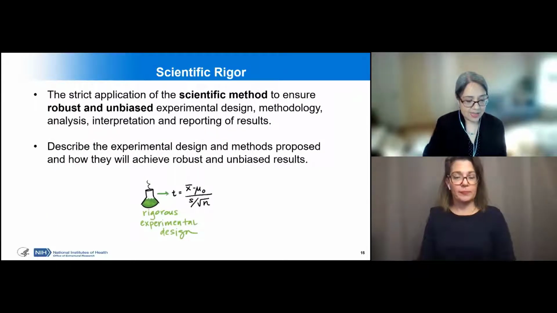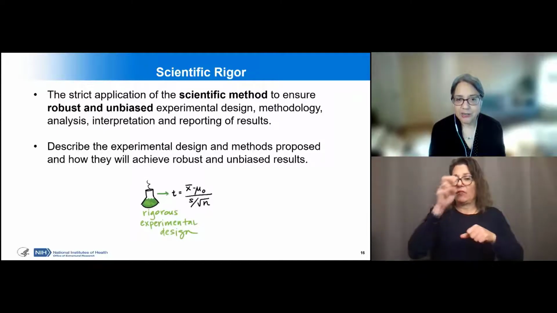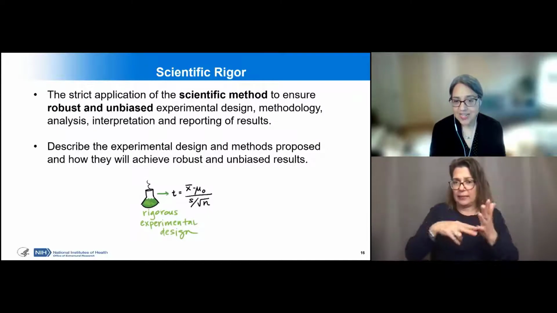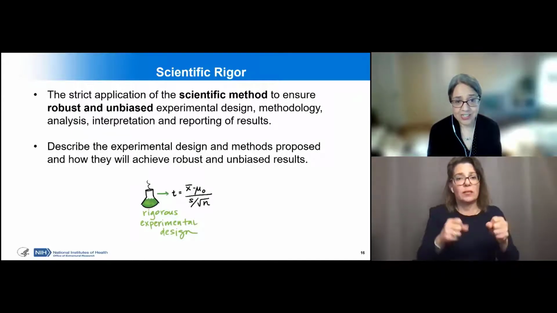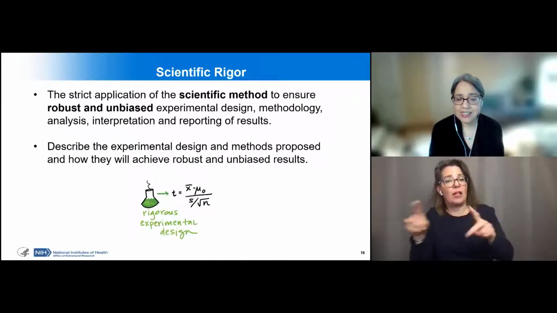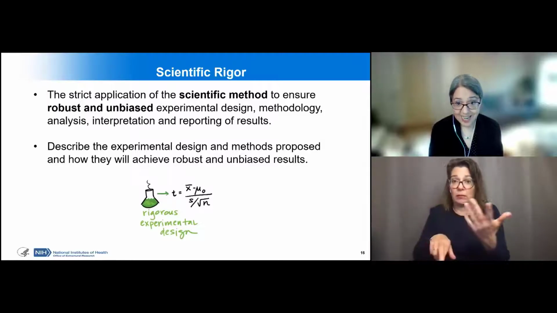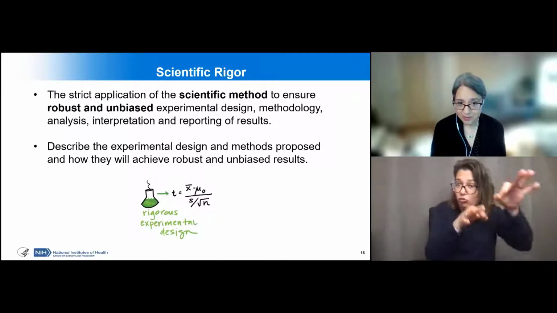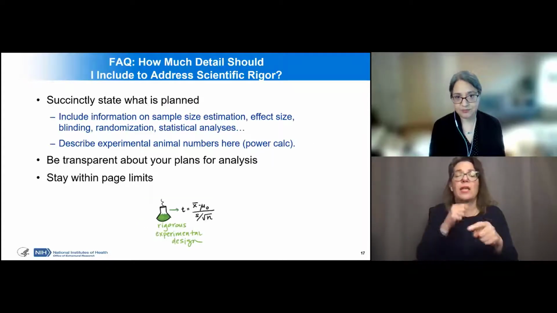Okay, so then the second element is scientific rigor. So we defined scientific rigor as the strict application of a scientific method to ensure robust and unbiased experimental design, methodology, analysis, interpretation, and reporting of results. So in this section, this is under approach, we expect that you will describe the experimental design and methods proposed and how they will achieve robust and unbiased results.